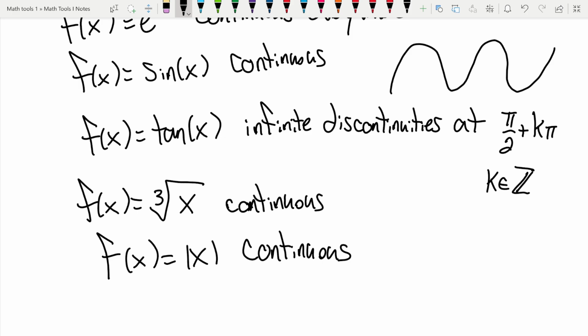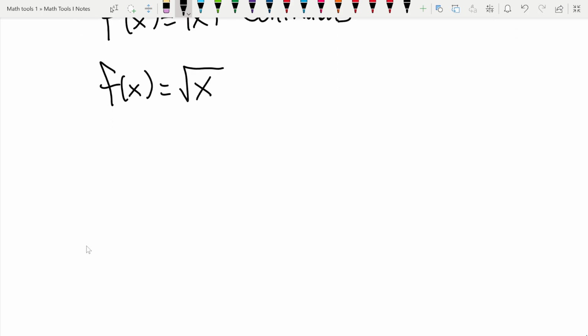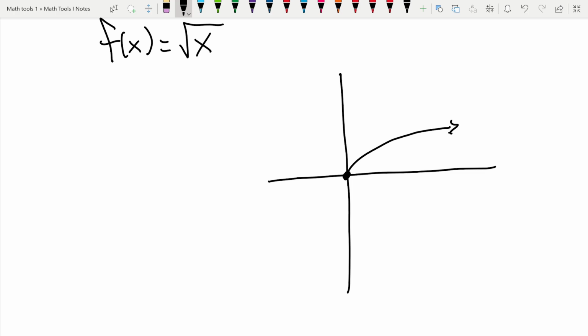One of the ones that's kind of tricky would be the square root function. Okay, so the square root function. So let's think about this one for a minute on its own. Okay, so this is what this function looks like. So we have the point, it is defined at x equals 0, right? And then it kind of looks like this.